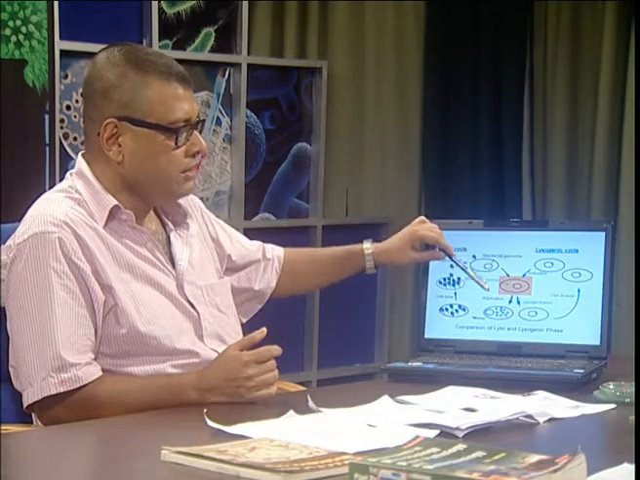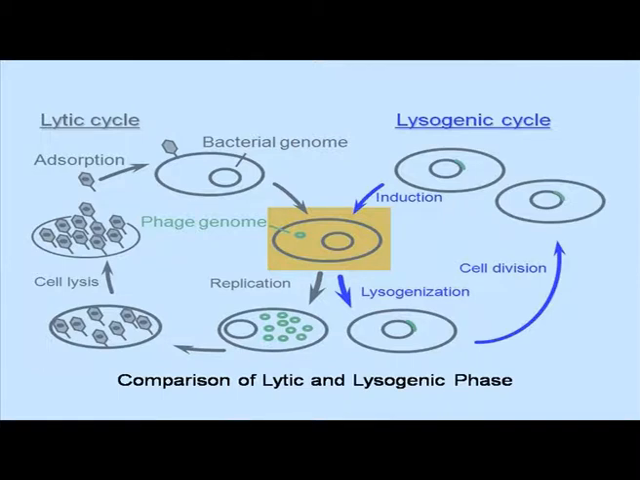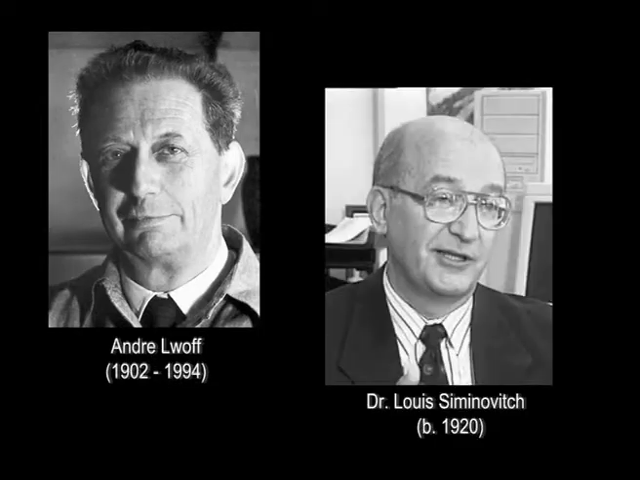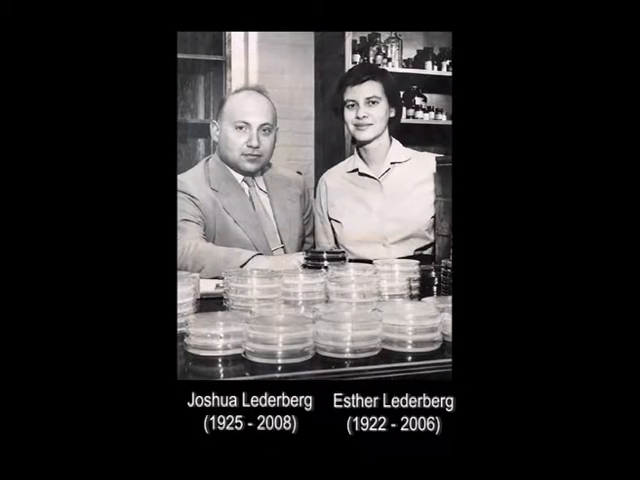And the other one, where the viral DNA or that viral nucleic acid enters into the host cell and gets into the host DNA, and thereby it is replicating along with the host DNA. This type of cycle, where the viral DNA is integrating into the host DNA, is called the lysogenic cycle. So this lytic and lysogenic cycle in virus was described by Lwoff and Siminovitch in the year 1950. Bacteria growing in nutrient agar or in a medium: it was two important scientists, Joshua Lederberg and Esther Lederberg, who developed a new technique which is called replica plating.